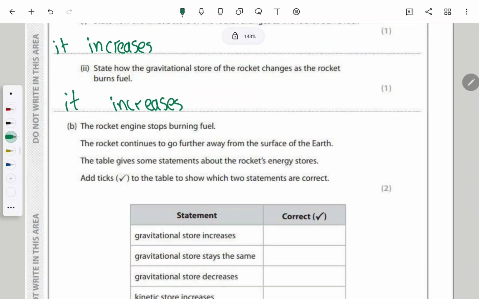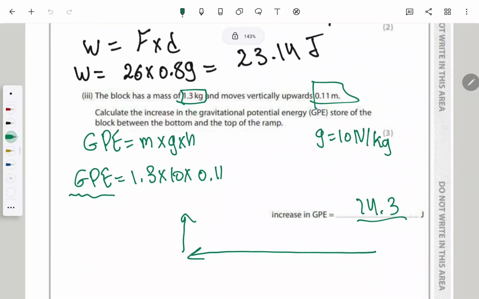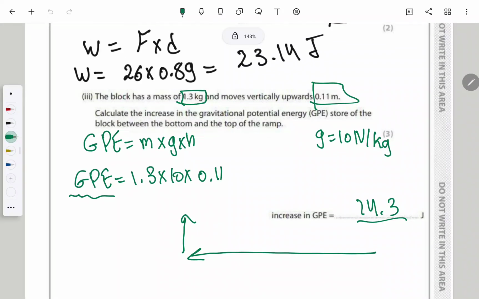Oh, there's something else I checked right now and I forgot. I just remembered quickly. Sorry about this question right here. Let me fix it. 1.3 times 10 times 0.11 doesn't give you 14.3. It gives you 1.43. So I'm very sorry.